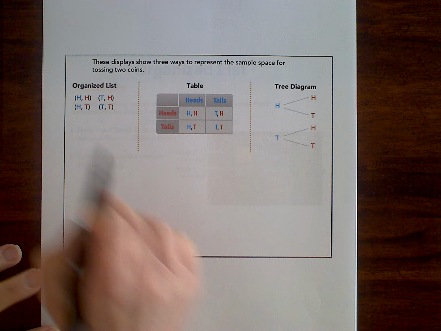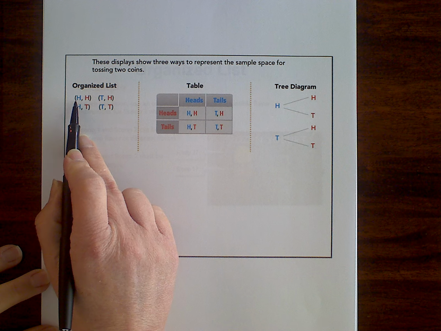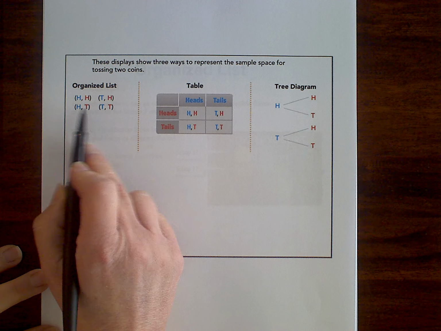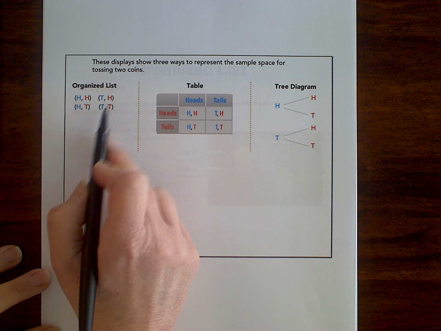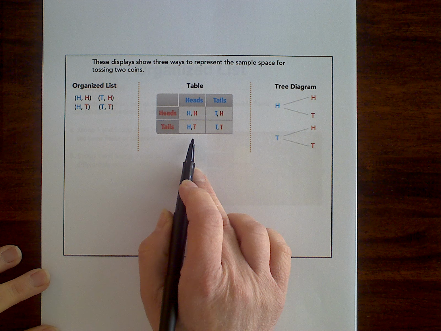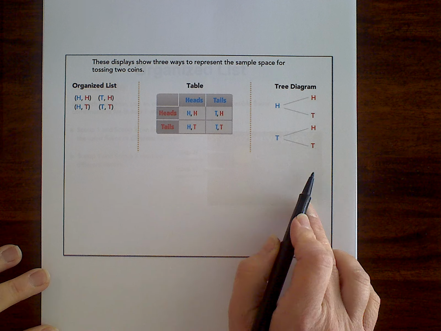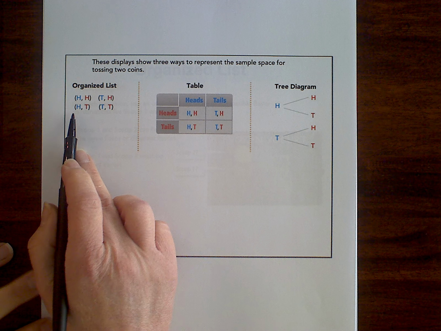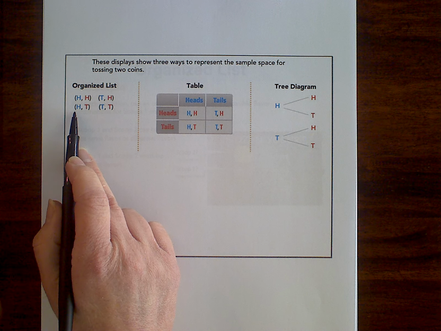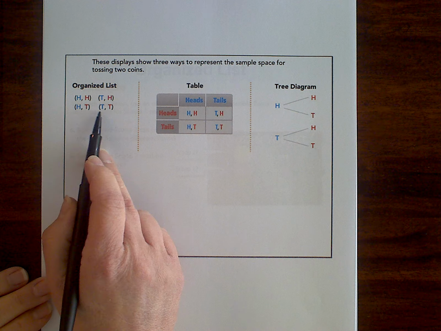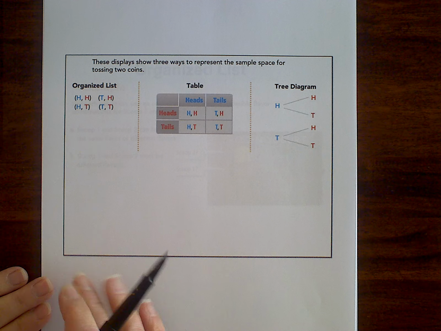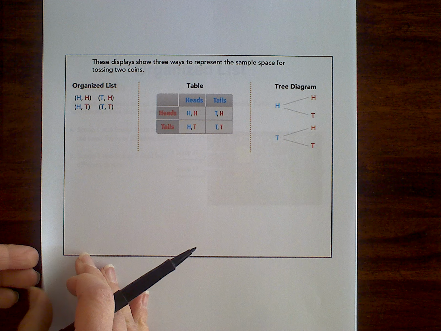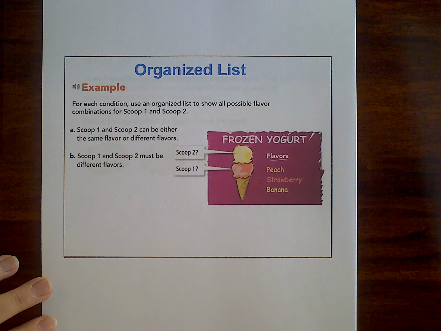So your organized list is, you could have heads, heads, you could have heads and tails, tails, heads, tails, tails. Here is using our table, and again, using our tree diagram. The blue indicating what your first toss or your first coin is, and the red being indicated as the second coin. All right, so we're going to jump in and just start talking about organized lists.